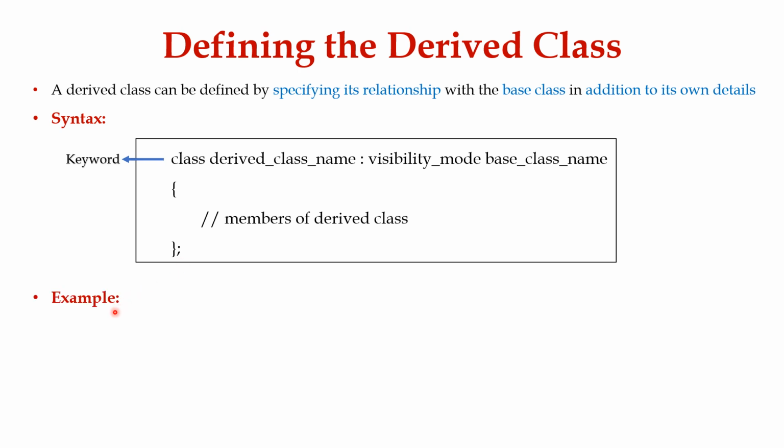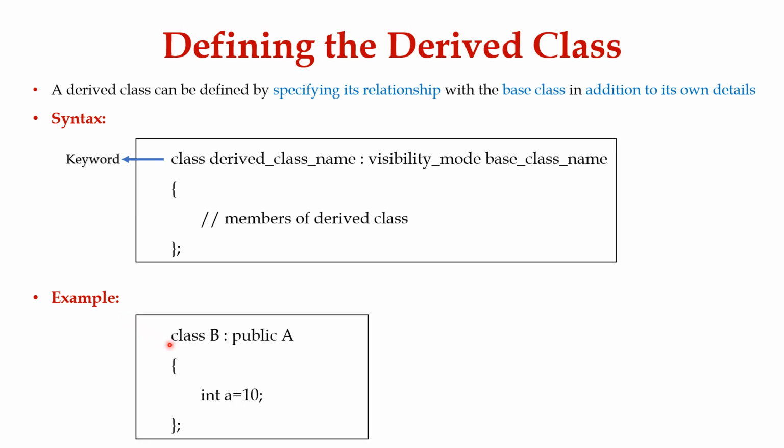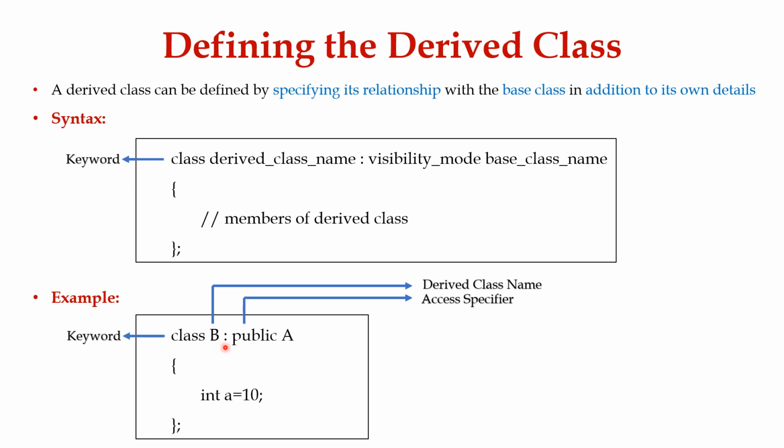Now let's have an example for a derived class. So here, class is a keyword. Capital B is the derived class name followed by colon. Then public is the access specifier for the base class A, capital A. So we have opened the open curly parenthesis and the derived class B has the variable a of type integer and assigned with value 10. Finally, the derived class is ended with a closed curly parenthesis followed by a semicolon.